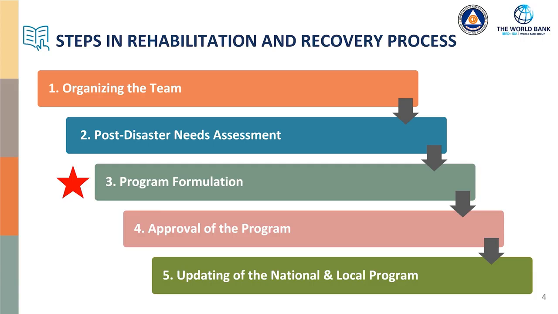Just to recall, there are 5 steps in the rehabilitation and recovery process, and program formulation is the third in the process. So what are the different components of the post-disaster rehabilitation and recovery program? There are 13 components.